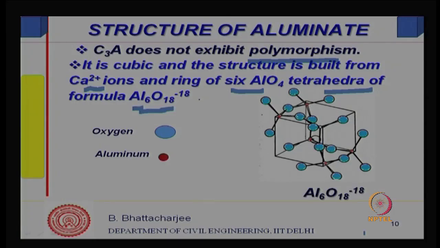The oxygen is here connected to aluminum, the smaller ion. So, 1, 2, 3, 4, 5, 6 of them should be there. So, 6 Al with O18 are connected in this manner forming Al6O18. The structure is something like this. Now, this is connected to calcium ion.